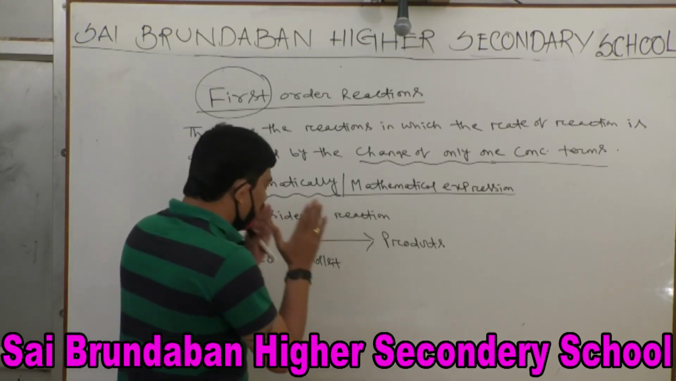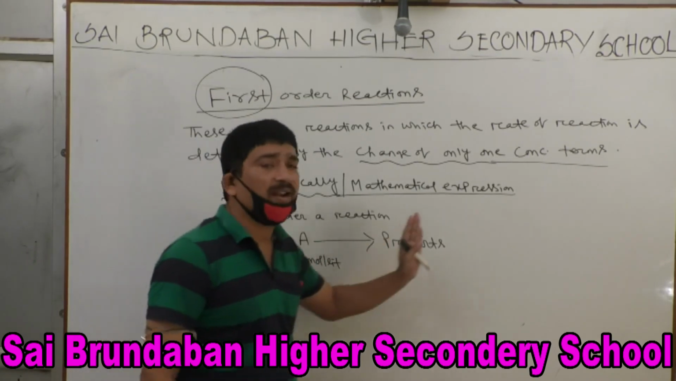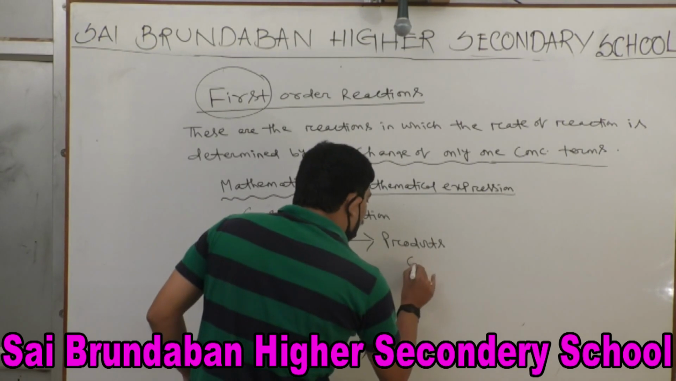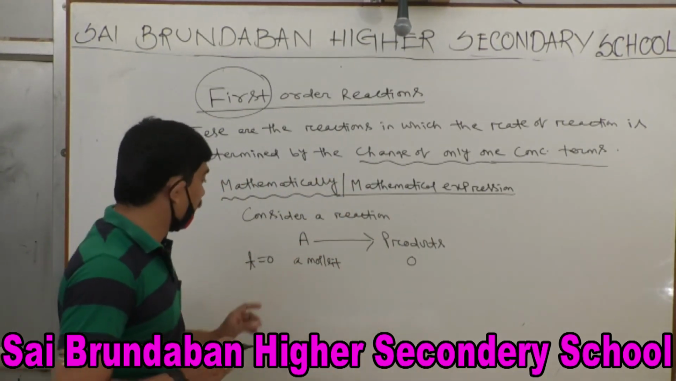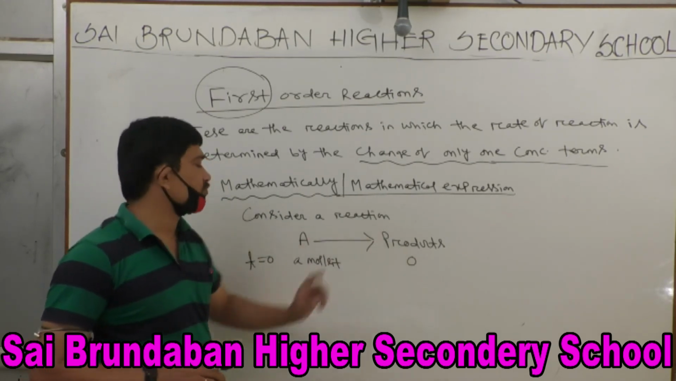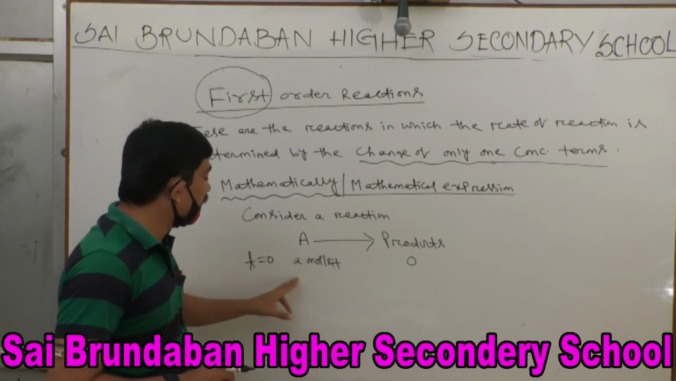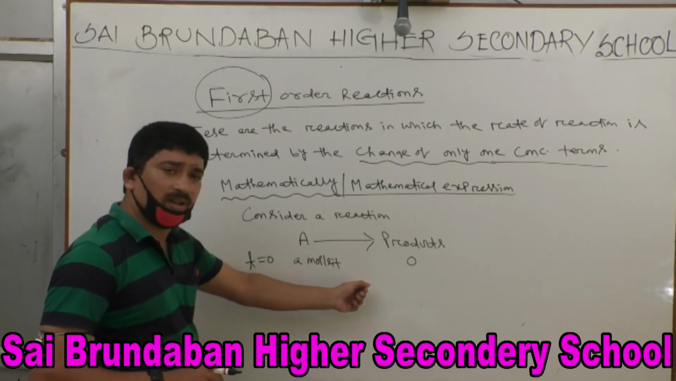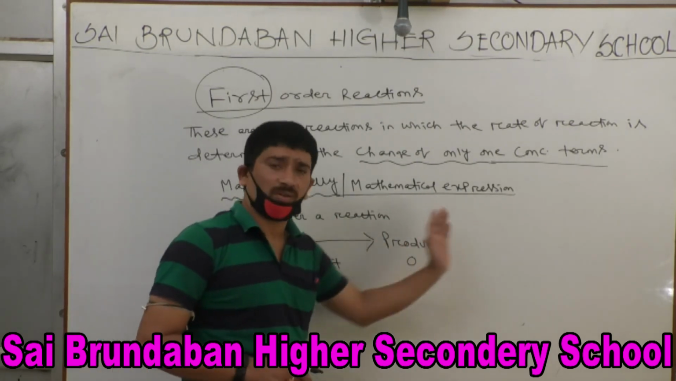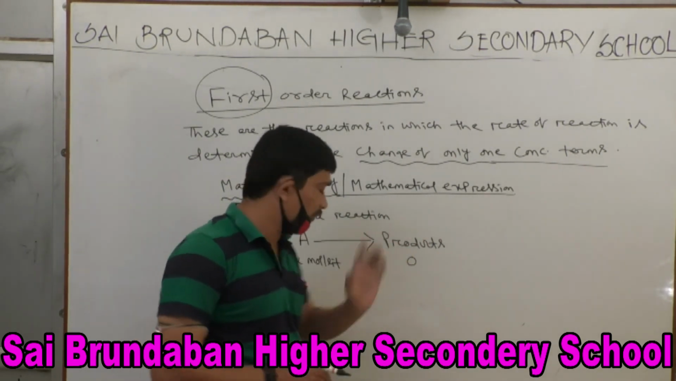At that time, no reactant has decomposed to give product. So what is the product concentration? Product concentration is 0. That is very important. A is the reactant converted to product. At t equal to 0, the concentration of reactant A is small a moles per liter, and the product concentration at that time is 0.